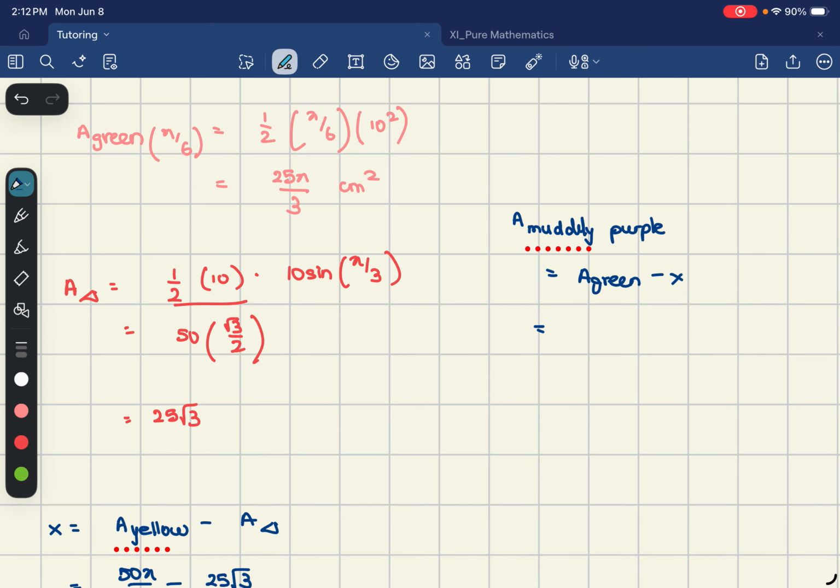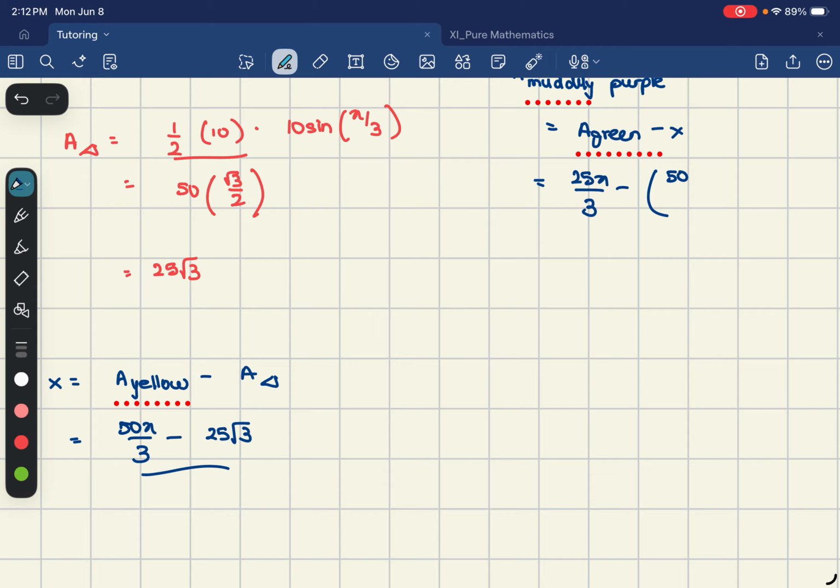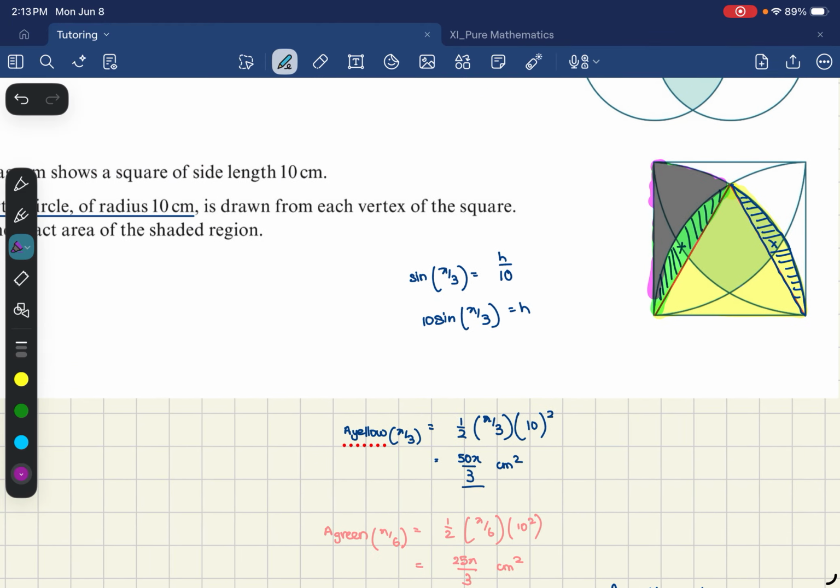All right, so what is the area of the green sector? It's 25 pi over 3. What is X? X is this expression. It is 50 pi over 3 minus 25 root 3. If you simplify this expression, you are going to get 25 root 3 minus 25 pi over 3. So 25 pi over 3 minus 50 pi over 3 is negative 25 pi over 3, and then negative negative gives you positive 25 root 3. So that is the muddy purple section.